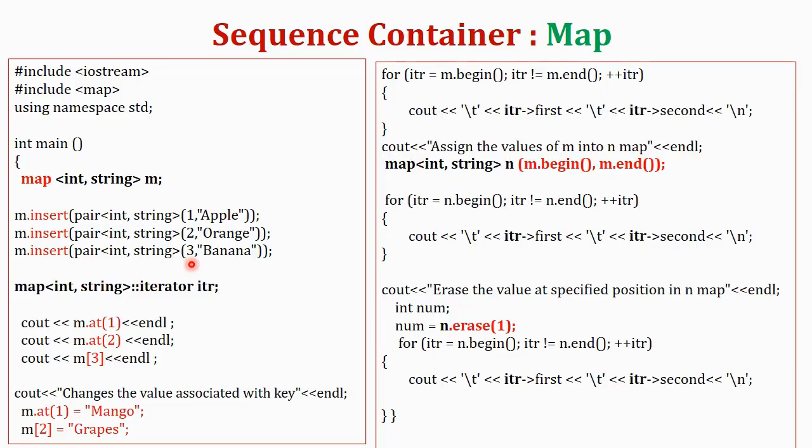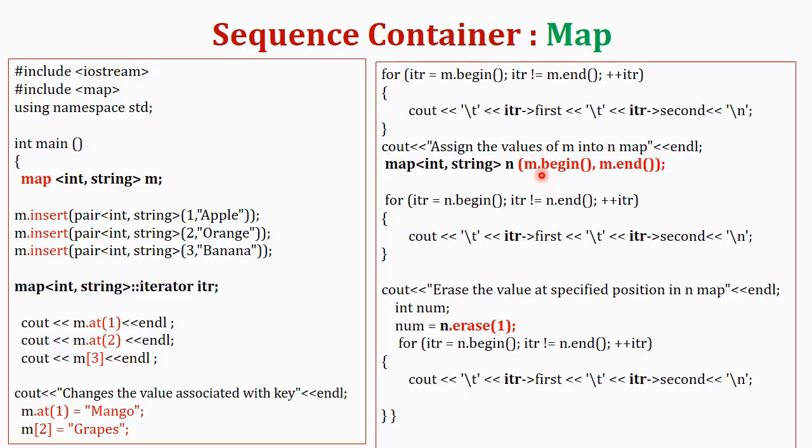Now we are going to call the for loop. We are going to display the contents. For example, m.begin, we are going to verify till m.end. Then we are going to display every iteration. For example, iterator first will show the key, then iterator second will show the value. So what is the key and the value now, after changing? 1 mango, 2 grapes, and 3 banana. It will display, right?